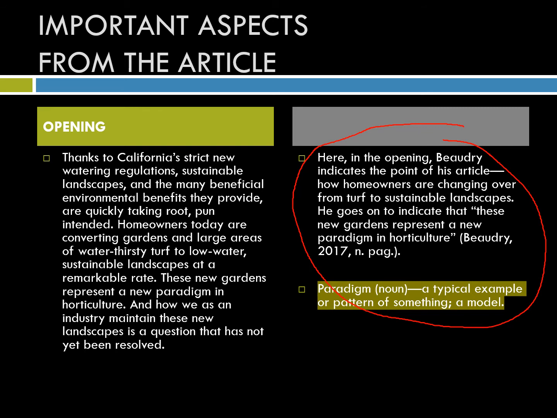I've also told you what paradigm means. So paradigm is a noun meaning a typical example or pattern of something, a model. So he's just saying that this is a new model, a new pattern of something. And of course, he's talking about landscaping.